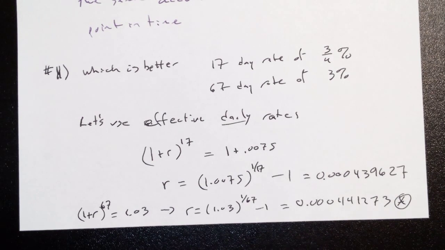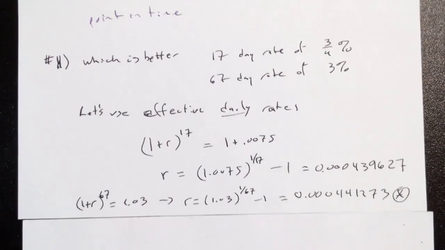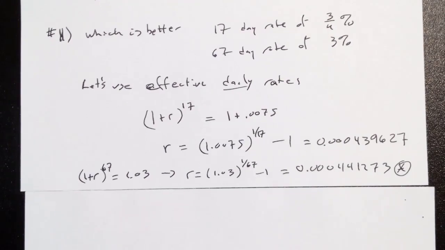By the way, if I double both these rates, do you think this will change? If I change that from 17 at 3/4 to 17 at 1.5, and I change 67 from 3 to 6, you think that would change anything? Guess what? It does.